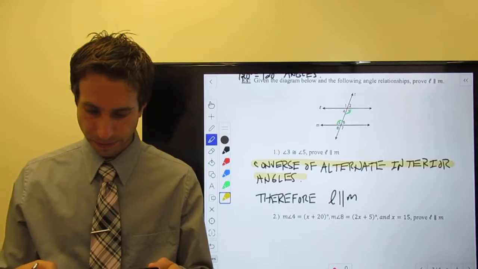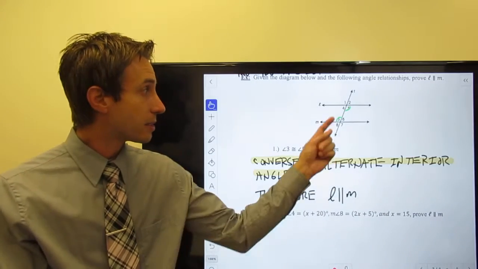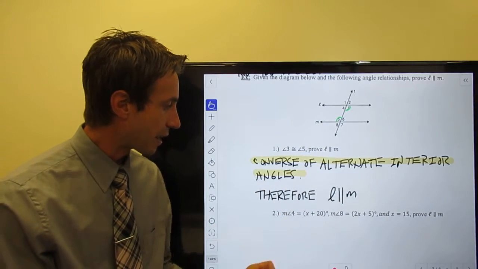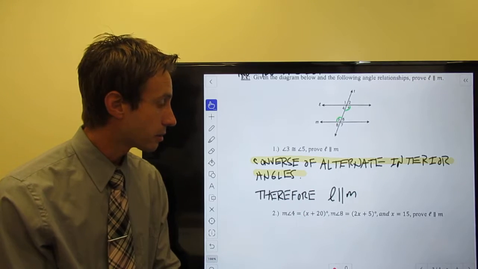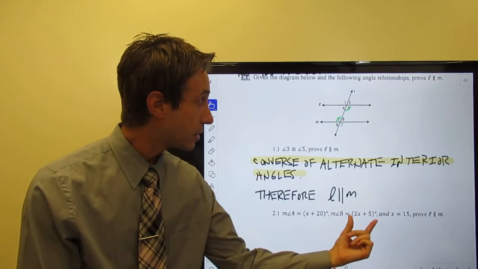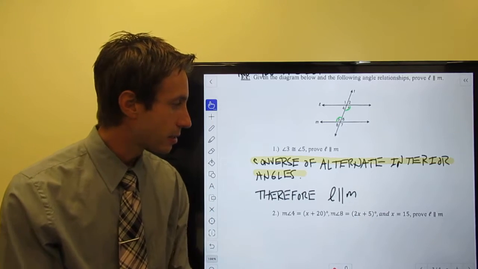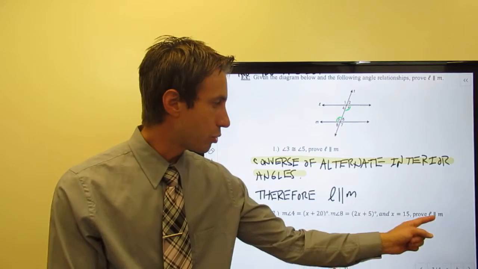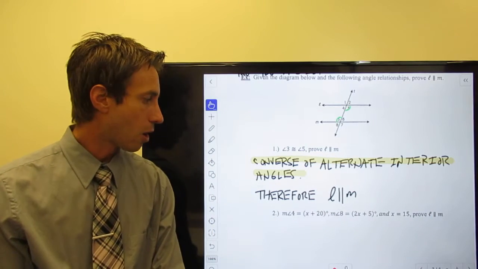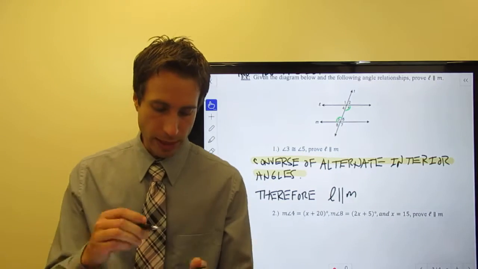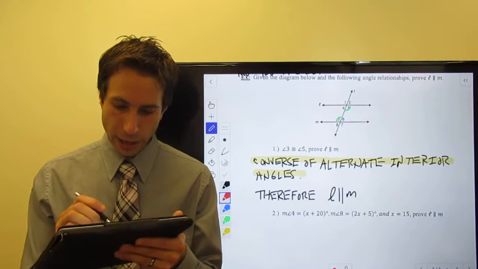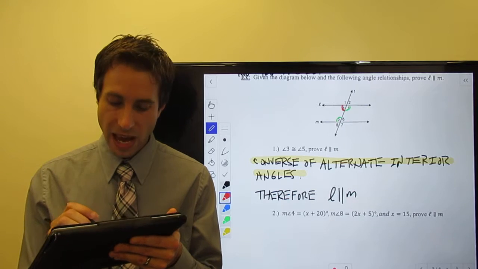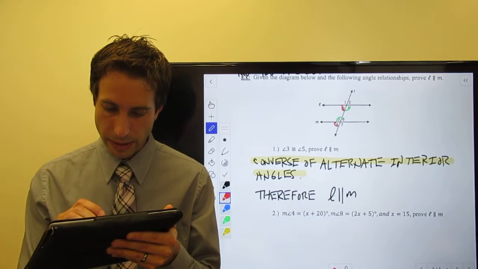Let's do another one. Same diagram, this diagram right here, but now the measure of angle 4 is equal to this, the measure of angle 8 is equal to this, and x is 15. I want you to prove L and M are parallel lines. Well, let's take a look at this. Angle 4, right there. Angle 8, right there.